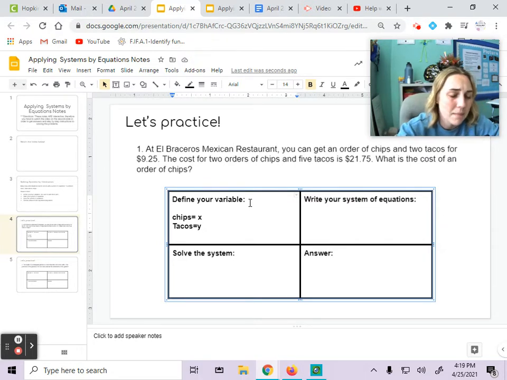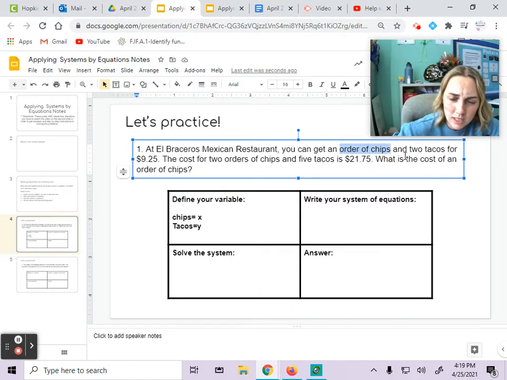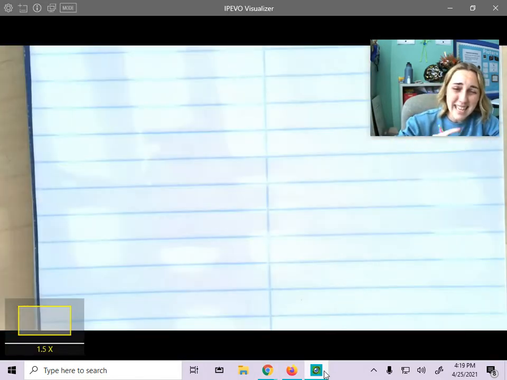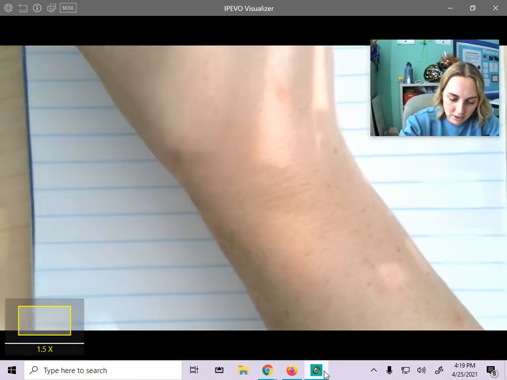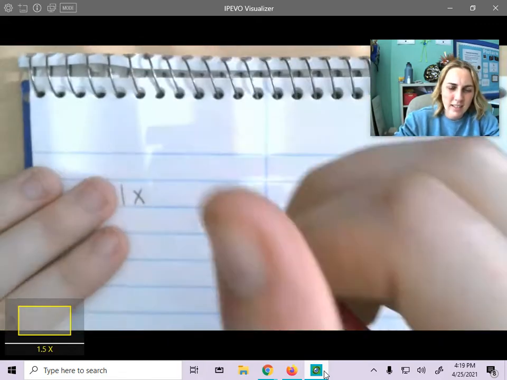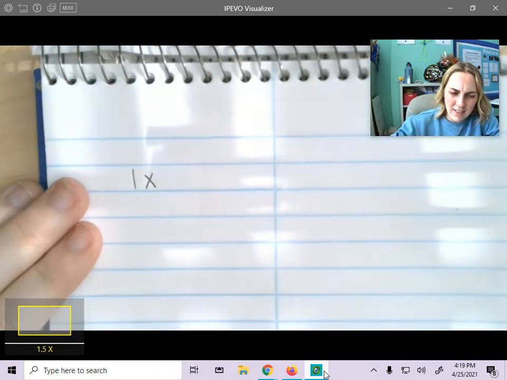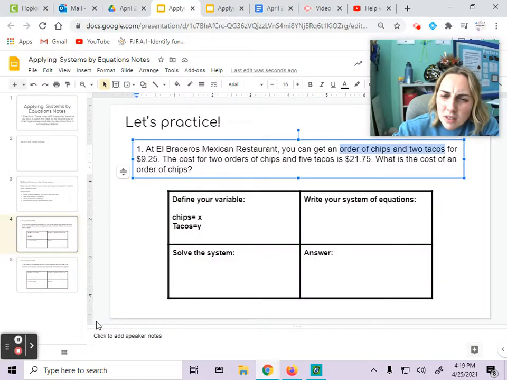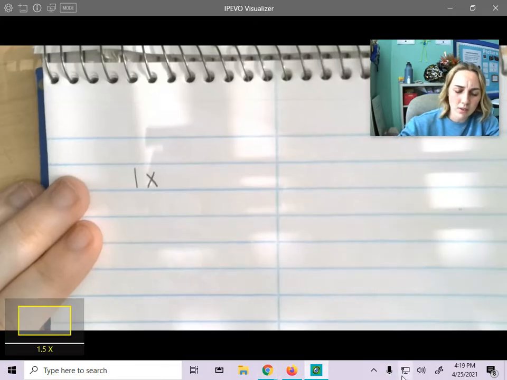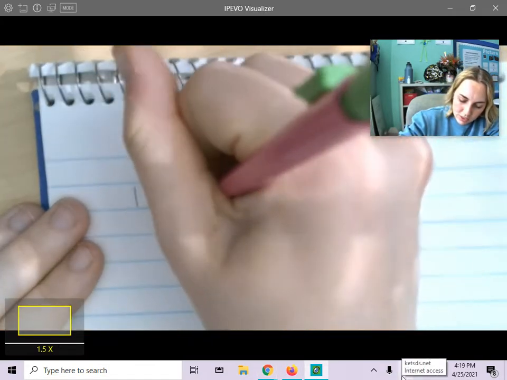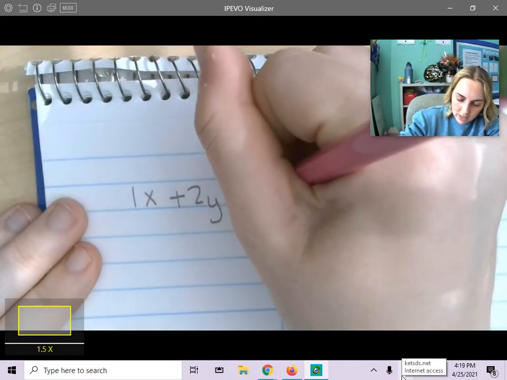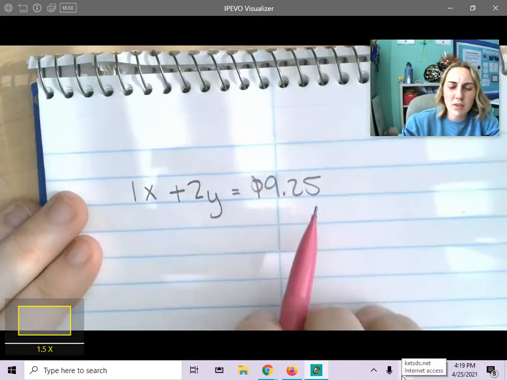Now I need to actually write out my system of equations. So I need to look back at this problem. It says you can get an order of chips, so 1 order of chips and 2 tacos for $9.25. So on my piece of paper, I'm going to write down, I can get 1 order of chips, and again, chips are my x value, so I'm going to put 1x. And 2 tacos for $9.25. So 1 order of chips plus 2 tacos for $9.25.